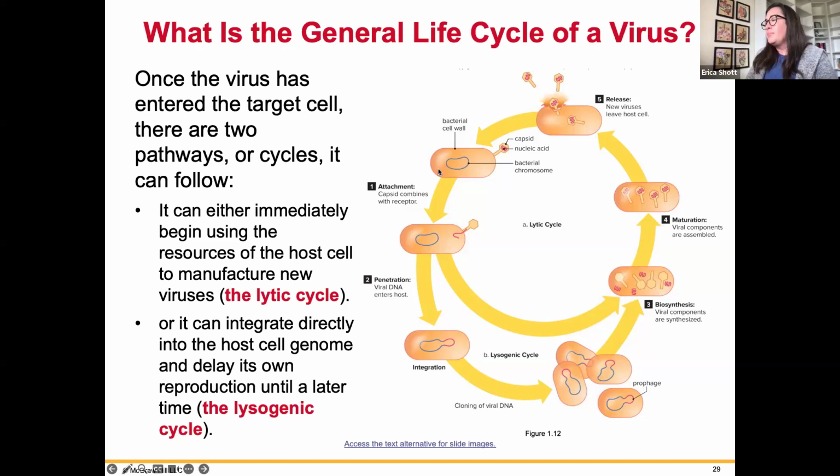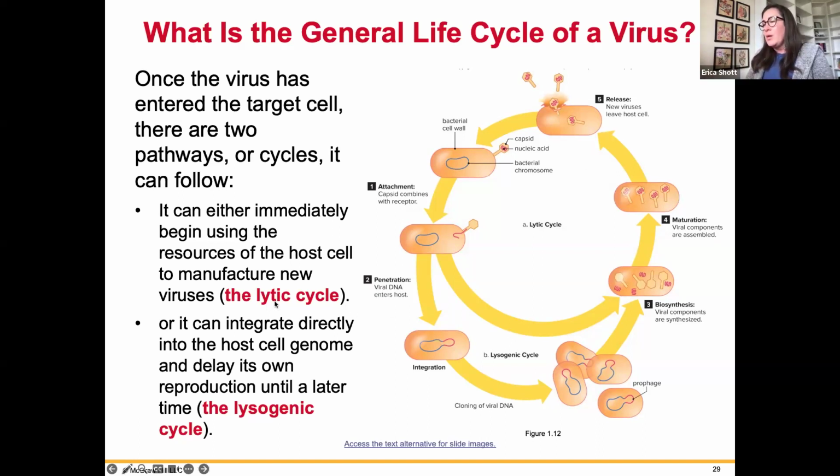So to slow that down, the virus enters the cell here. So here's the virus. It's going to inject its genetic material into the cell. And then in the lytic cycle, it will go this way and synthesize viral components. Then those viral components are assembled into viruses. Then from there, the viruses burst out of the cell, and this often results in the death of the host cell.